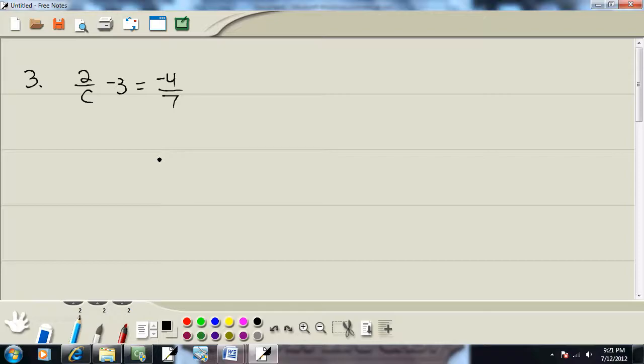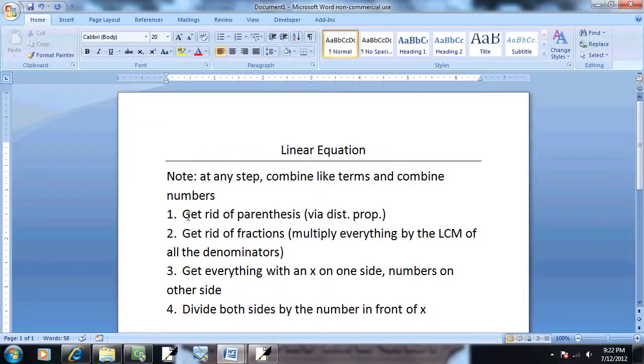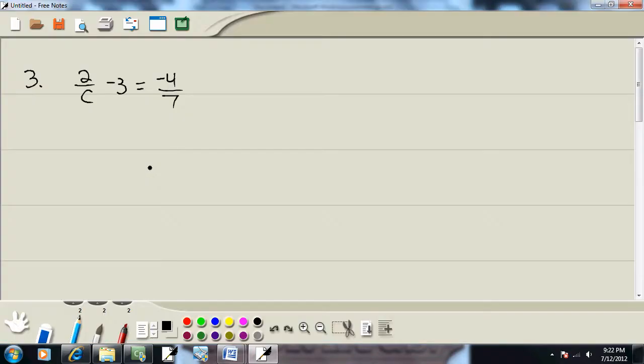First step, get rid of parentheses. Don't have any. Second step, get rid of fractions. Multiply everything by the LCM of all your denominators. Well, I got 7 and c for denominators, so my LCM would be 7c. And I'll multiply it by the 2 over c, and I'll multiply it times the negative 3, and I'll multiply it times the negative 4 over 7.